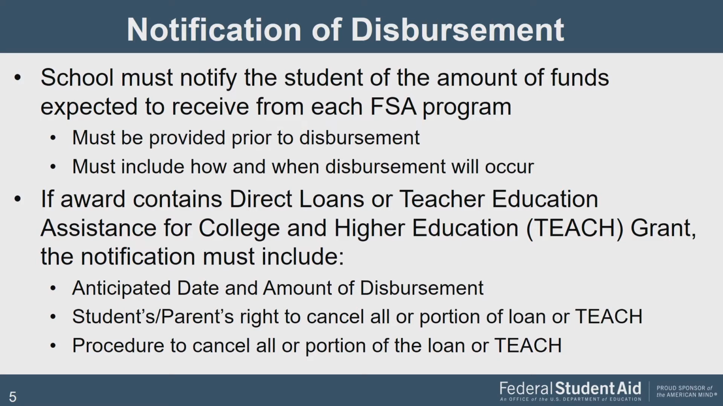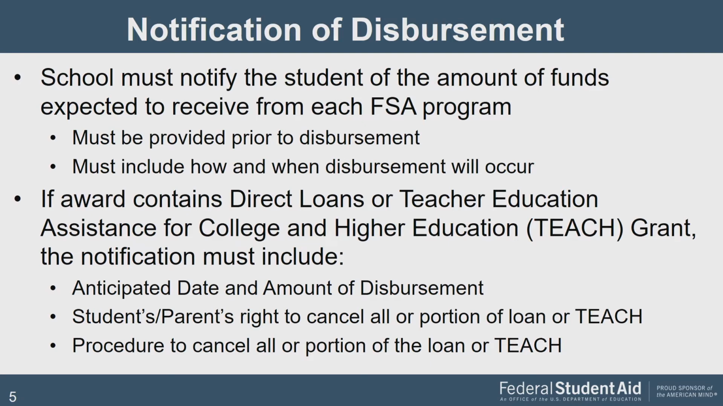In addition to that, when it comes to the Direct Loan or TEACH Grant, in addition to the anticipated date and the amount, you have to let them know that even at this point of the process, they have the opportunity to cancel that loan or reduce that loan. Okay, they have to know that this is an option before you actually make that disbursement.